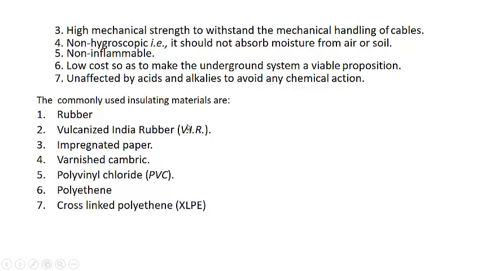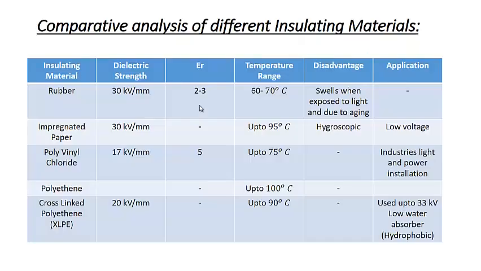Now, the commonly used materials are rubber, vulcanized India rubber. We have impregnated paper, varnished cambric, polyvinyl chloride, polyethylene, or cross-linked polyethylene, which is also known as XLPE. So let us have a look at the different insulating materials and their comparative analysis. This is rubber, impregnated paper, polyvinyl chloride, also known as PVC, polyethylene, and this is XLPE.